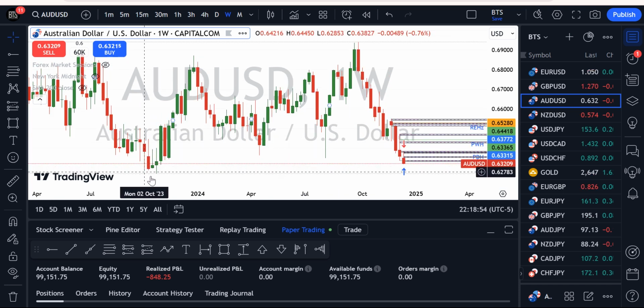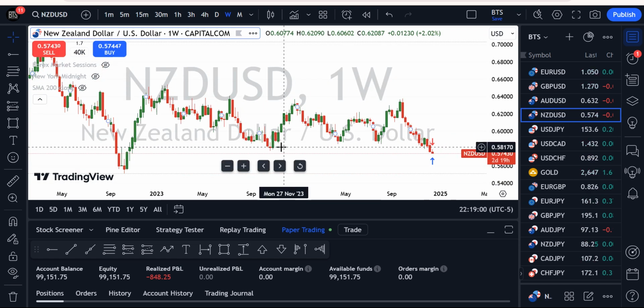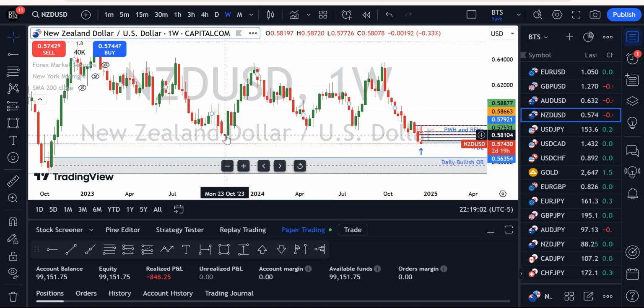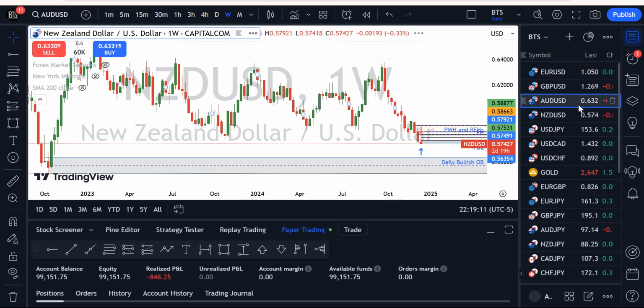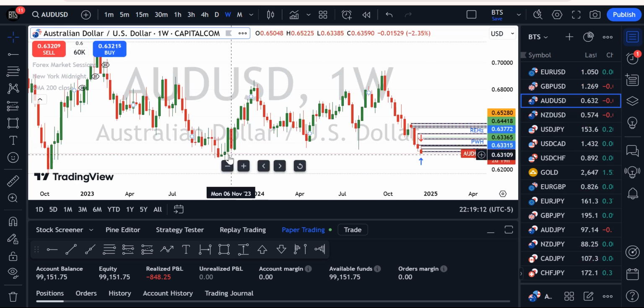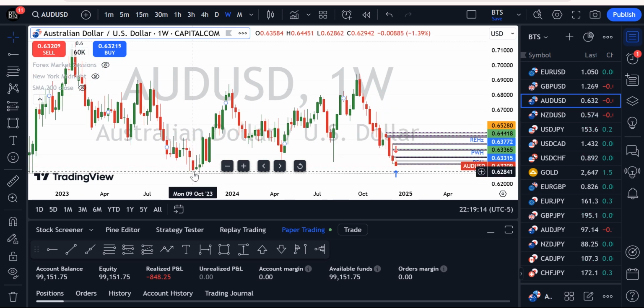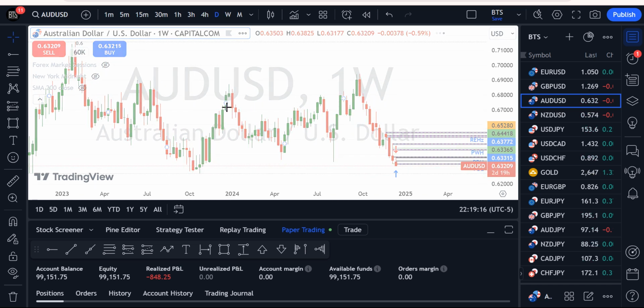Okay, same thing with AUD USD. As you can see, we already have an SMT divergence happening right there. So we can see this low was made October 2023, Monday, and as you can see, we've not gone lower below that low.